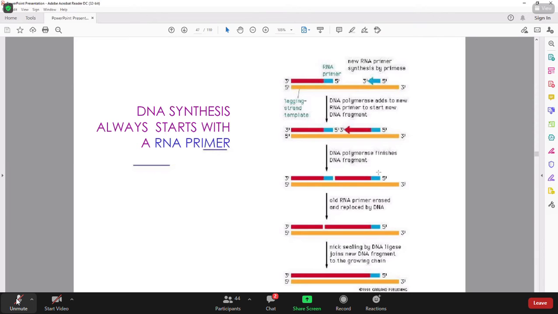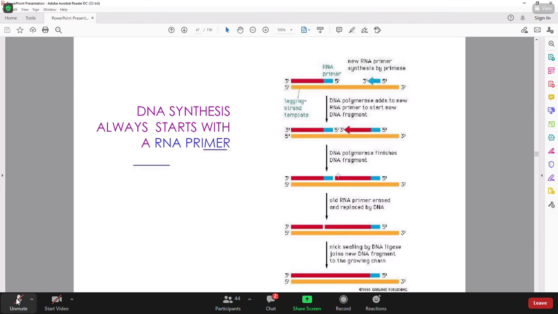Let's say this is A, T, G, C. DNA polymerase helps to add T here, because A is going to complement with thymine. Let's say in the leading strand we have G here, so it is going to add C, because G complements with cytosine. So that's the role of DNA polymerase. DNA polymerase finishes the DNA fragment.